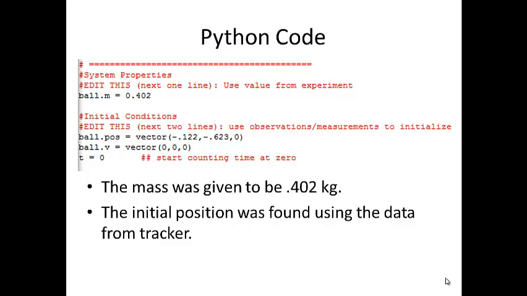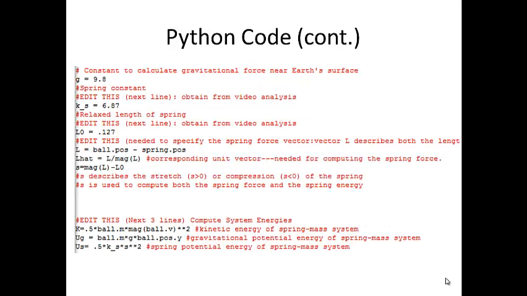The oscillating mass was given to be 0.402 kilograms and the initial position of the mass was found using the data taken from Tracker. The initial velocity of the mass was recorded as vector 0, 0, 0 since the object started from rest. These are the rest of the initial conditions used in the VPython code. The overall strained length of the spring was found by subtracting the position of the anchor of the spring from the position of the mass. The initial energies were also calculated using their respective formulas.